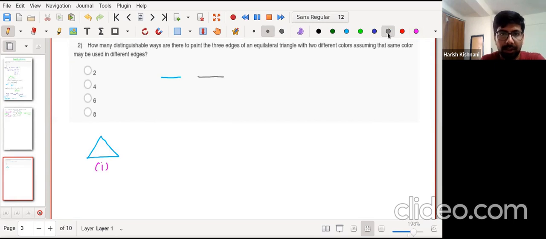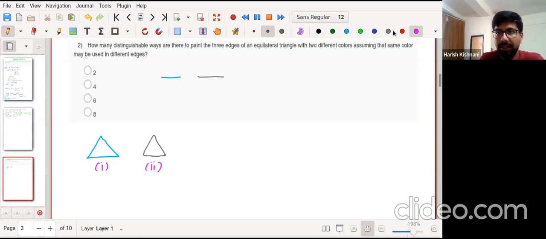What about this? It's also a choice, because the question says you may use different colors. It's not an obligation. Assuming that the same color may be used in different edges, you may or may not use the same color. So if you use the same color for painting all three edges, then it's okay, right?